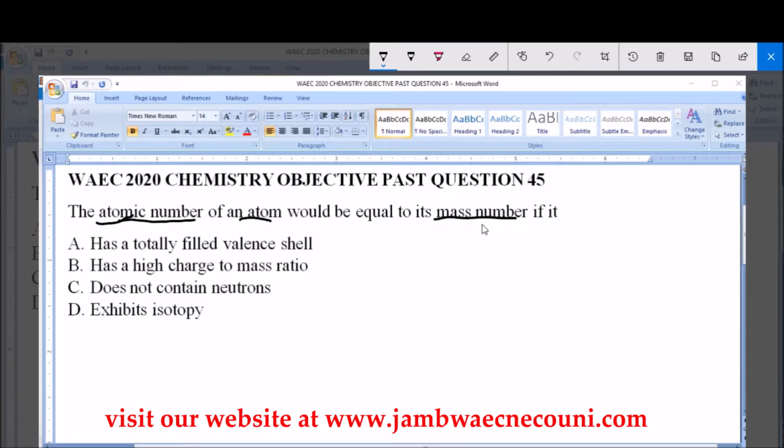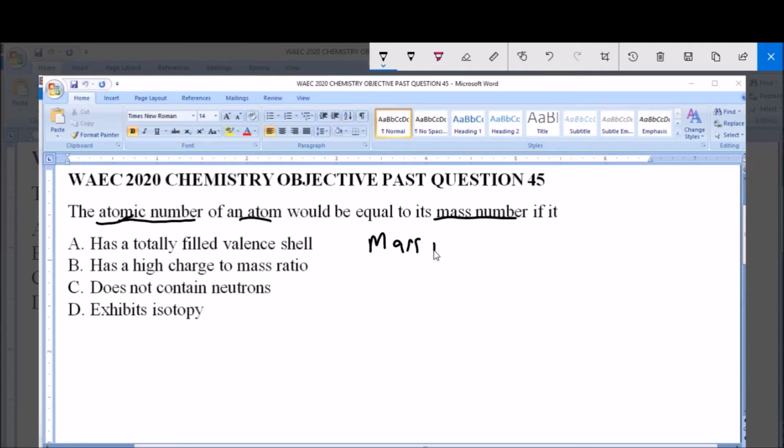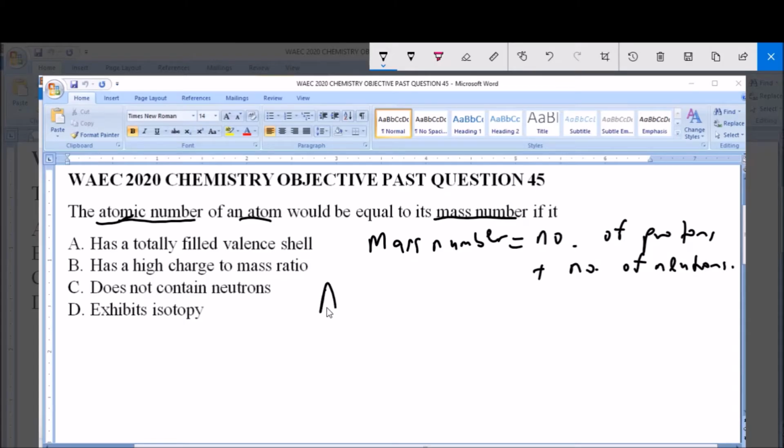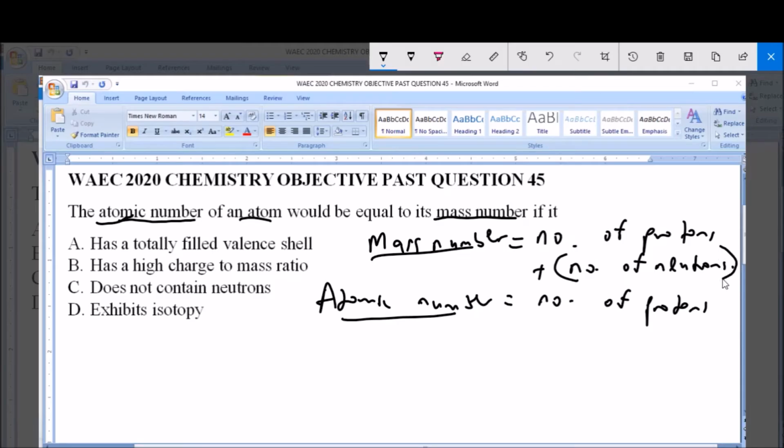to its mass number. Now, the mass number of an atom is equal to the number of protons plus the number of neutrons, and then the atomic number is the number of protons. So the condition for the mass number to be equal to the atomic number is if the other factor you consider in mass number, which is the number of neutrons, is absent.